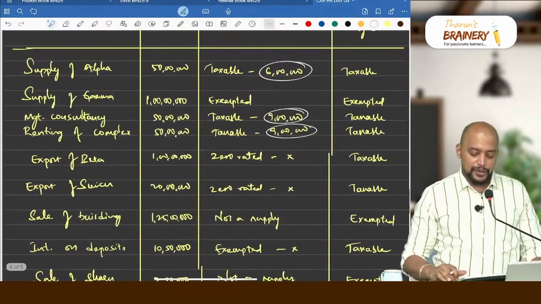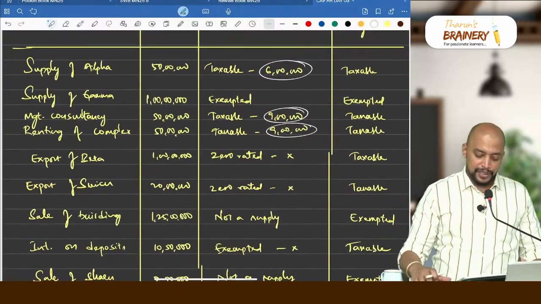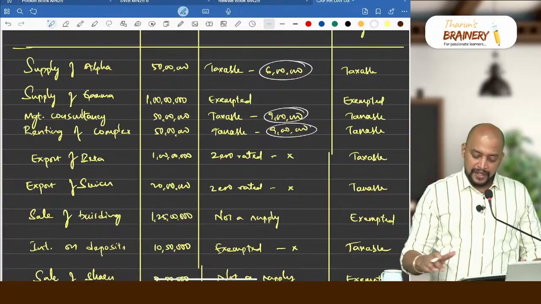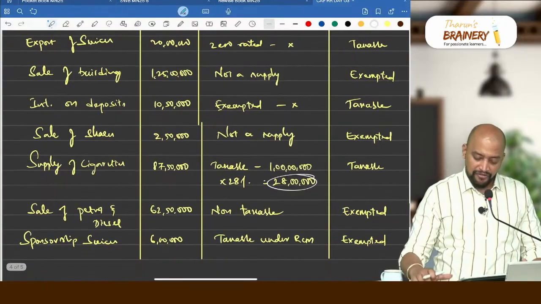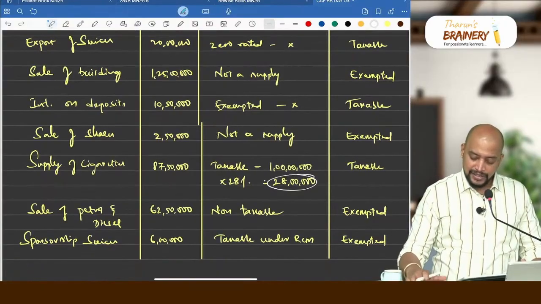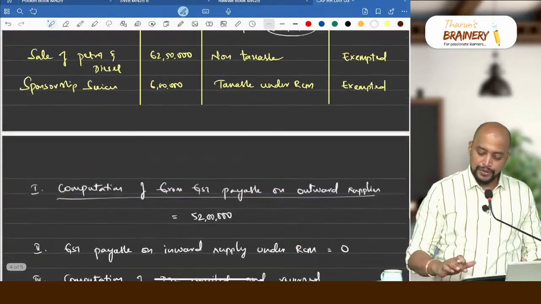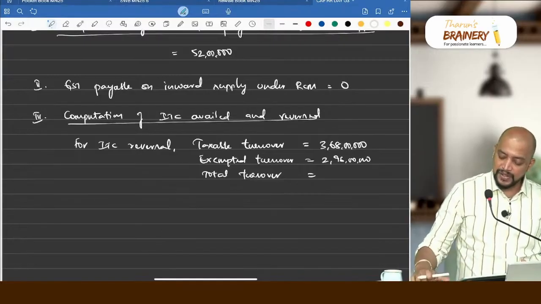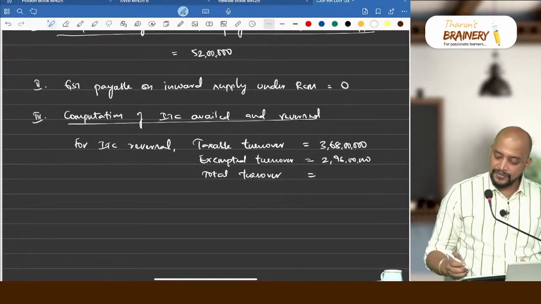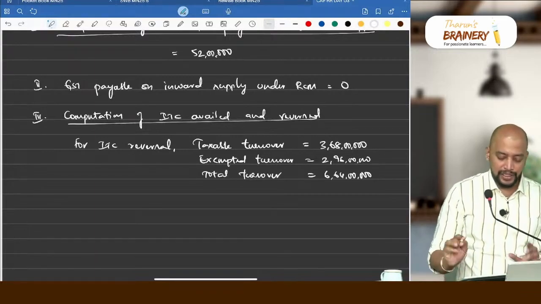Then we need to get the exempted turnover. What is that exempted turnover? 1 crore. Then next one is 1 crore 25 lakhs. Thereafter 2 lakh 50,000. Then 62 lakh 50,000 plus 6 lakhs. That will come to 2 crore 96 lakhs. 2 crore 96 lakhs plus 3 crore 68 lakhs will come to 6 crore 64 lakhs, which is the total turnover.